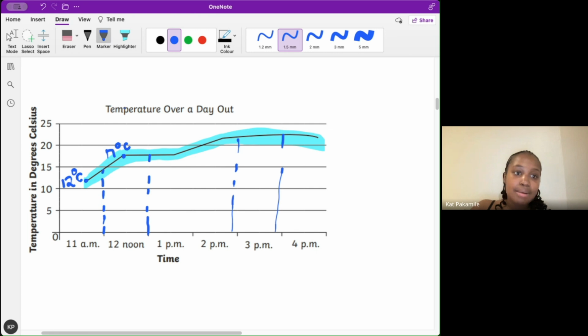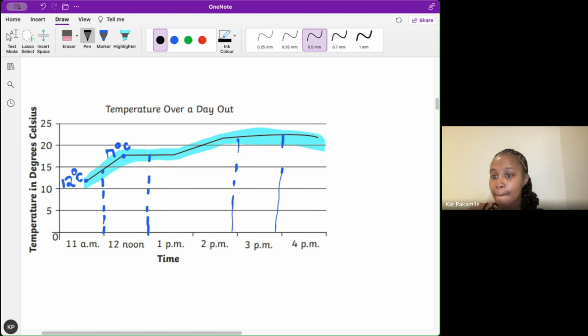Okay, so does that make this discrete or continuous? We have established that we are measuring the temperature. So does that mean it's discrete or continuous? Nice. It is continuous. Nice, guys. We're getting somewhere.